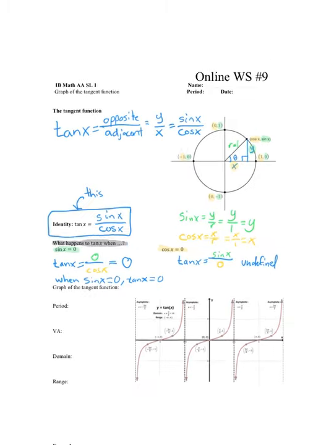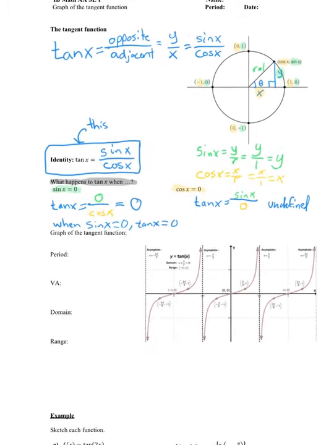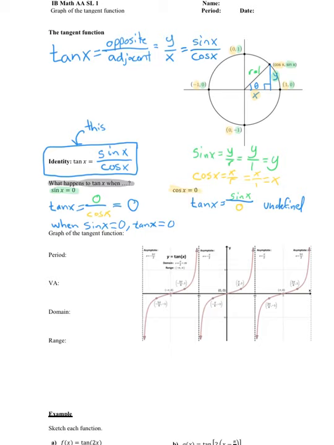So in general, let's look at the graph of a tangent function down here. First thing we want to do is say, hey, this is the graph of y equals tangent of x. The graph of a tangent function looks really weird. The first thing that's going to happen is the period of a tangent function is pi.